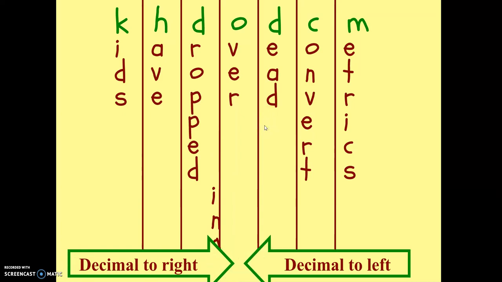So if you want to convert kilometers to meters, you're going to move the decimal place 3 places to the right. And I'll show you how to do this in a later video. If you want to convert millimeters to centimeters, you're going to move 1 to the left.